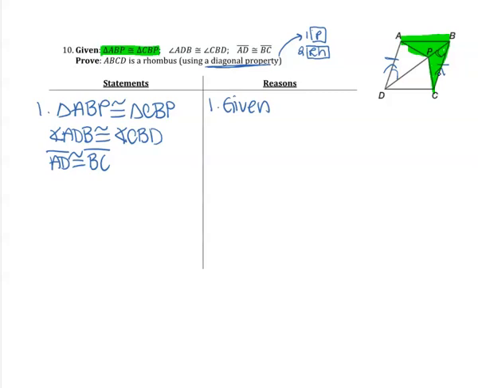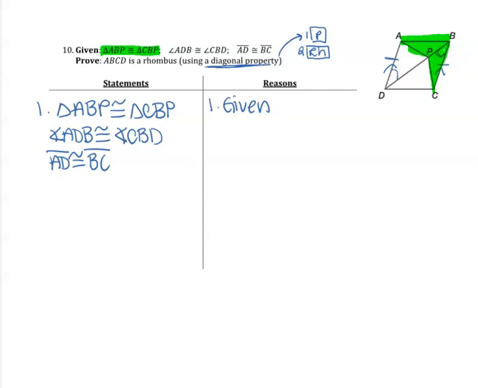Great. Now, the diagonal property is interesting because what I'm going to have to do is prove that the diagonal bisects the angle. Okay? So we're going to have to think through how to use some congruent angles in there to justify that.